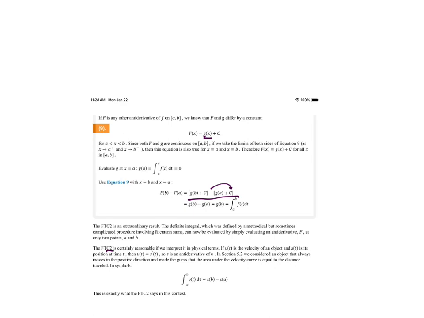If we consider an object that always moves in the positive direction, then we could guess that the area under the velocity curve is equal to the distance traveled. Does that make sense? Are you seeing this formula? The integral of v of t, the integral of velocity, is equal to the distance traveled at point B minus the distance traveled at point A. Everybody good with that? Yeah, okay.